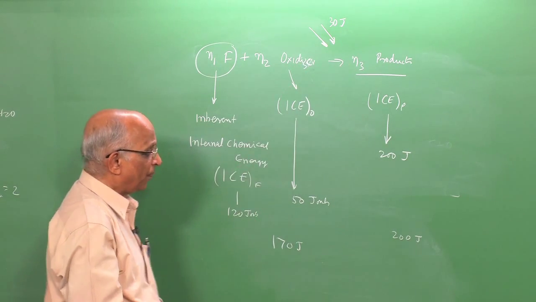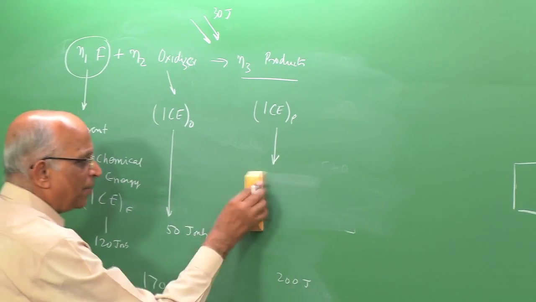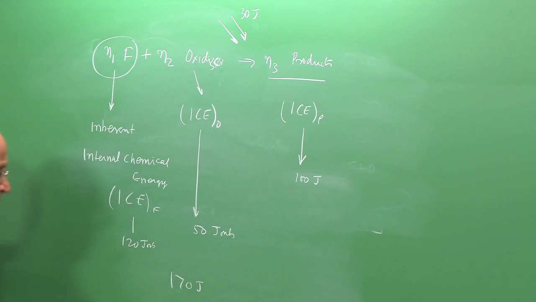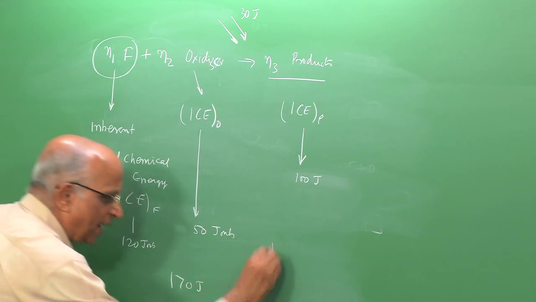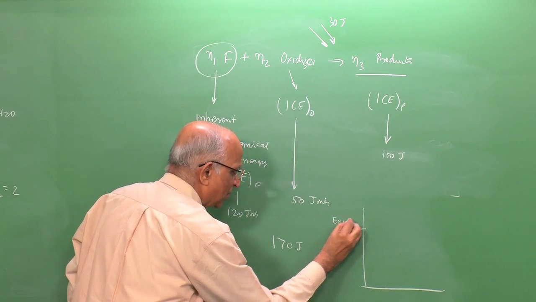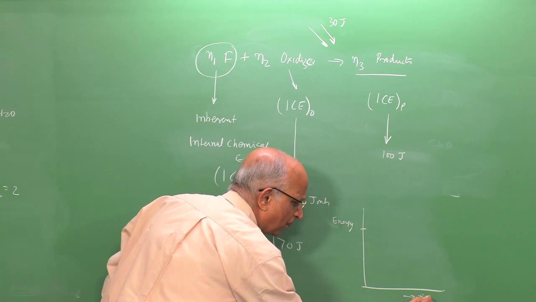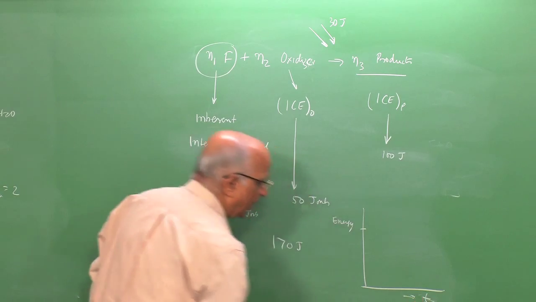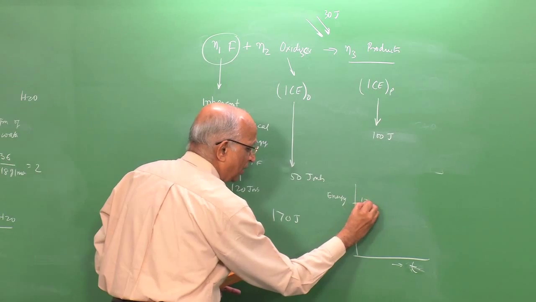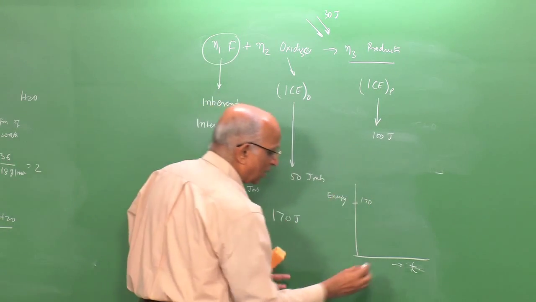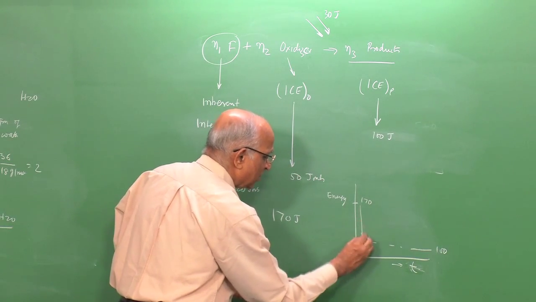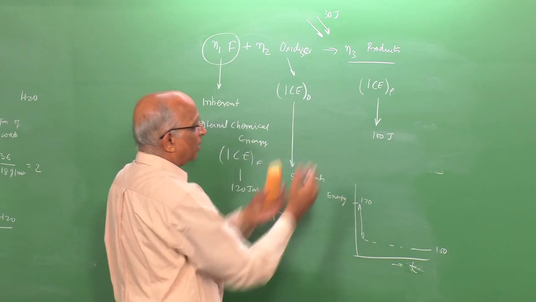Therefore, for this reaction to take place, I must supply some energy. But supposing the internal chemical energy of the products were, let us say, 100 joules, then what is happening? The internal chemical energy of the reactants, that is the fuel and oxidizer, I put on this scale, with a time scale T. Initially, I have reactive substances with a total energy of 170. Afterwards, when things got completed, the energy is 100. Therefore, this energy is released, and this is the energy from the chemical reaction.